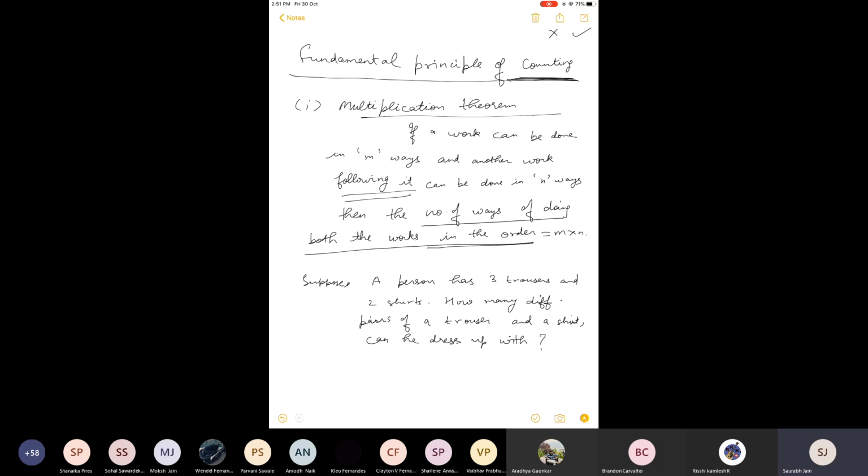Can you give the answer? Because it is a very logical question. The person is having three trousers, two shirts. Six. Yes, six. So obvious. I am telling you one thing.